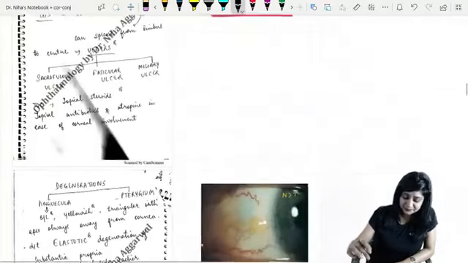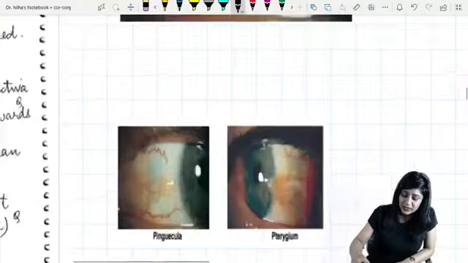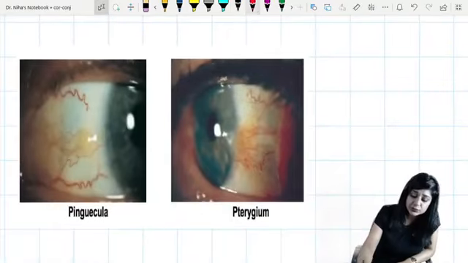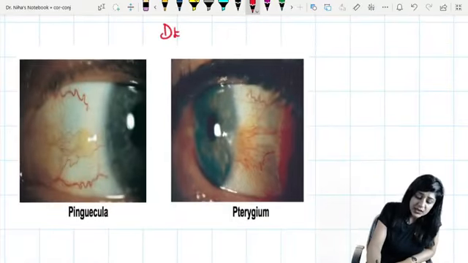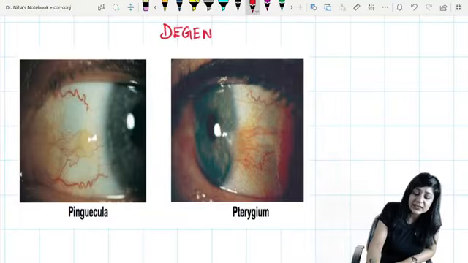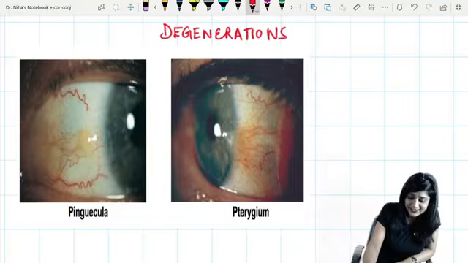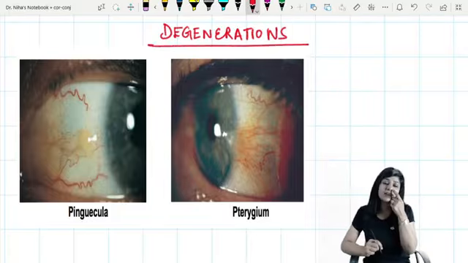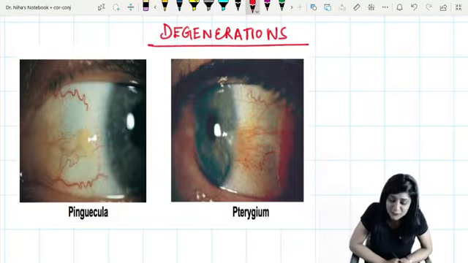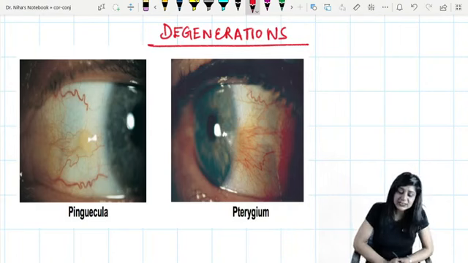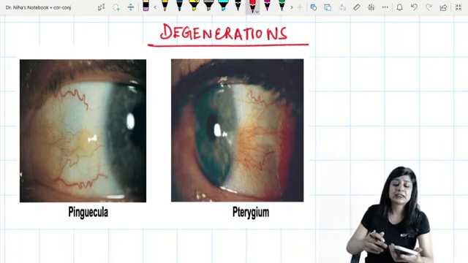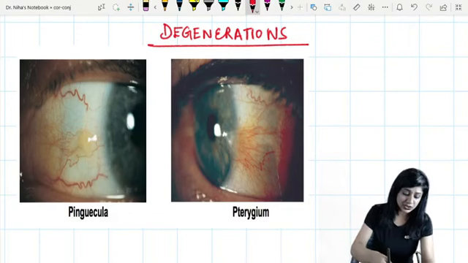Alright. Now we finally come to the degenerations, and this is again the showstopper, I can say, because a conjunctiva question is definitely coming from degenerations. So conjunctival degenerations are found in the substantia propria.